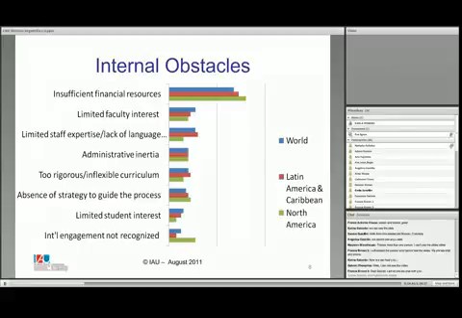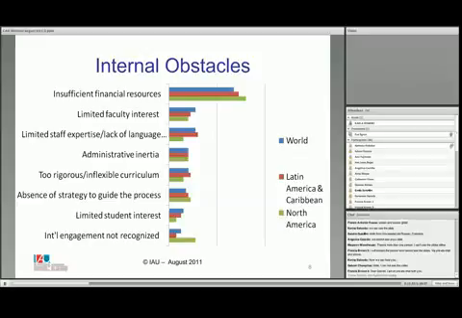For example, it is, I think, striking that for Latin America and the Caribbean, the limited staff expertise and the lack of language capacity is a fairly important internal obstacle. And if you look at the very bottom, you can see that international engagement not being recognized for faculty promotion, etc., is a significant internal obstacle in North America. And I think that these results can guide, in a way, policy development if overcoming these obstacles other than financial are within the realm of the institutional policy development.